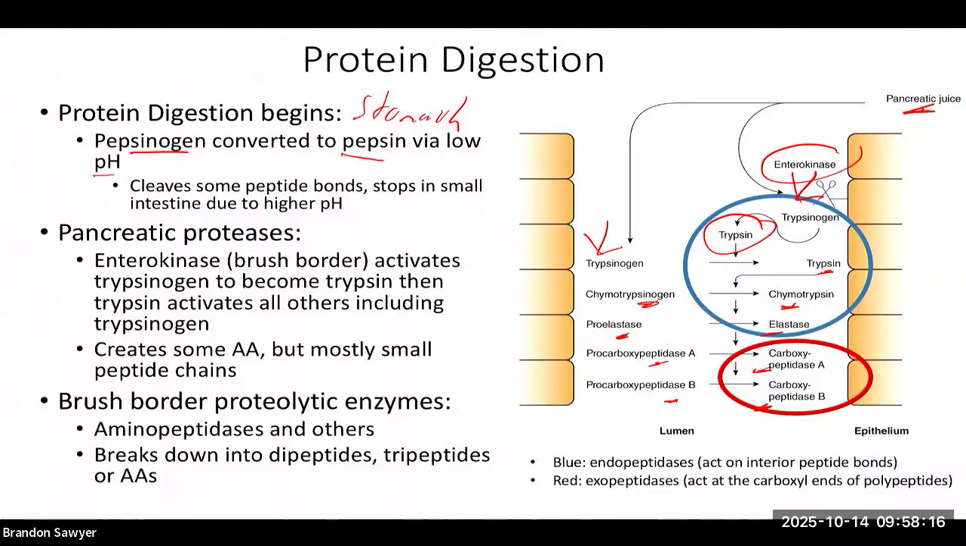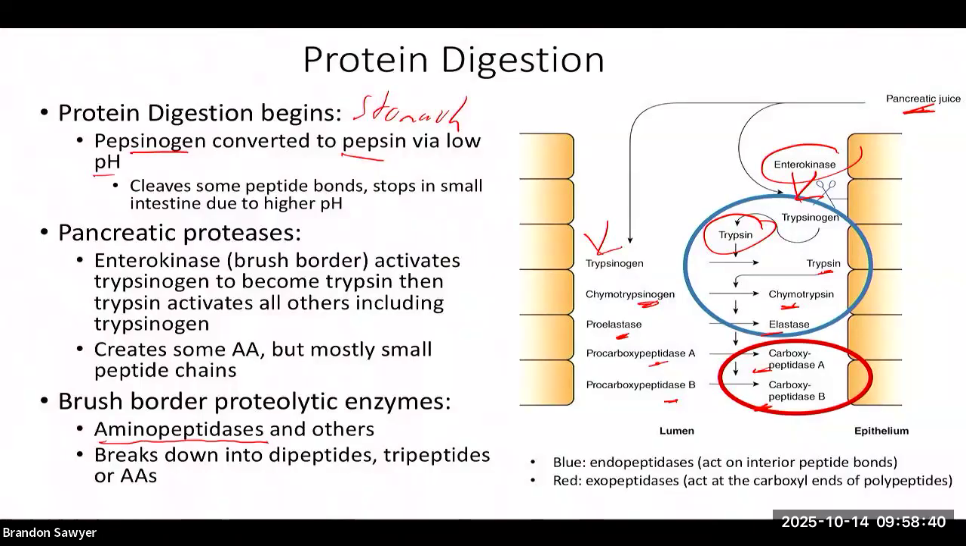So now we're taking this down to mostly short peptide chains. There are a few single amino acids brought about here, but for the most part, we're into short amino acid chains. Then we're reliant on the rest of the brush border enzymes, called aminopeptidases and others. Those are going to break down into dipeptides and tripeptides or into single amino acids.